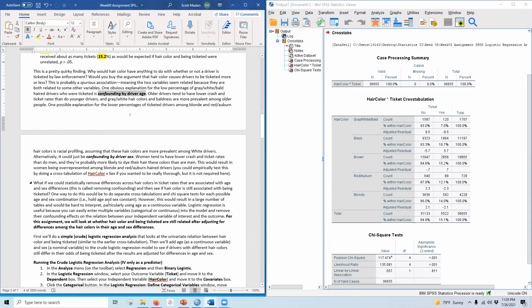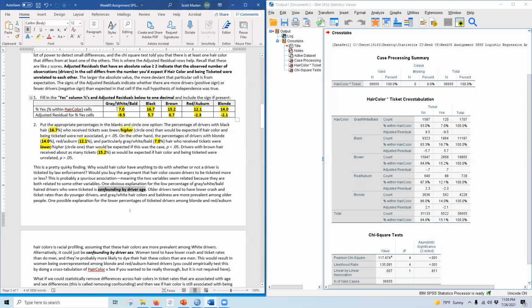Could it be, so that might be why they're lower, right? 7%. But what's with the red, auburn, and the blonde? Why are they less likely to get tickets? So could it be confounding by sex, perchance? Like if you get your hair colored, are you more likely to get red, auburn, or blonde?